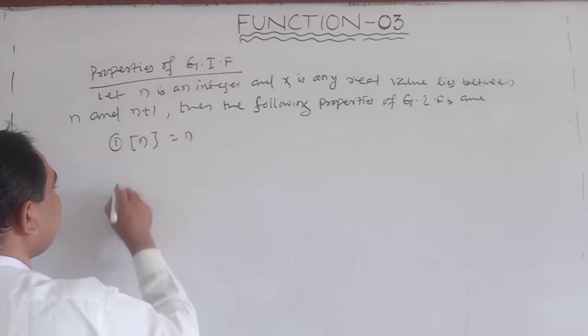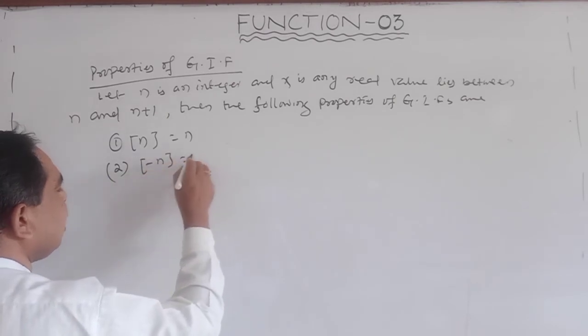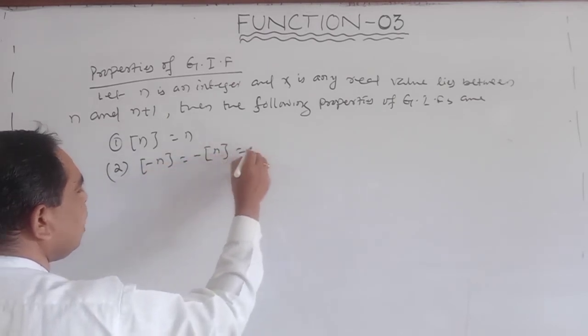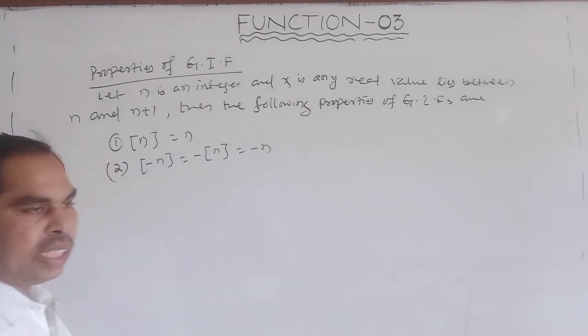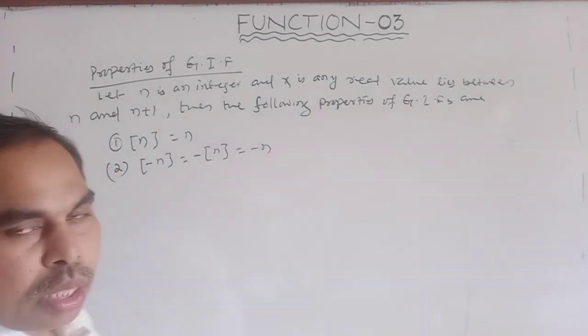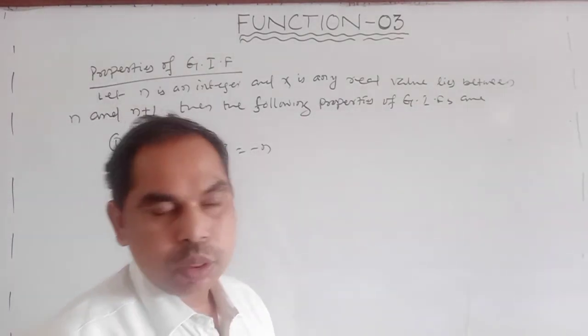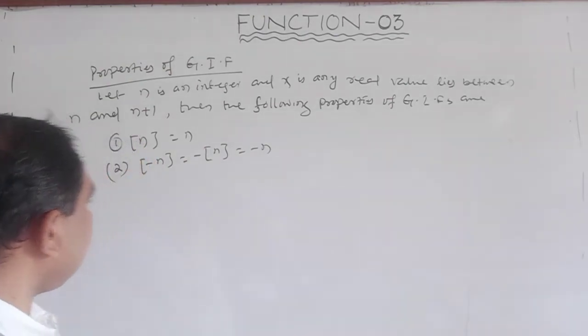One: n is an integer, so square bracket of n is equal to n. Square bracket of minus n is equal to minus n. Because n is an integer, the square bracket of an integer remains the integer: [5] = 5, [-5] = -5, [0] = 0. So integer square bracket is the integer itself.